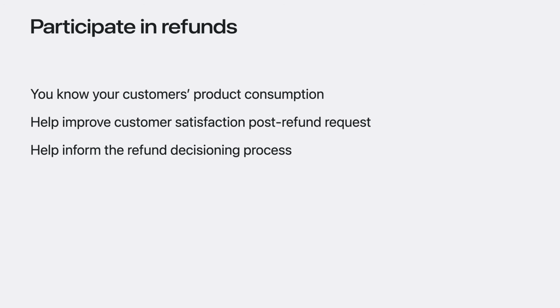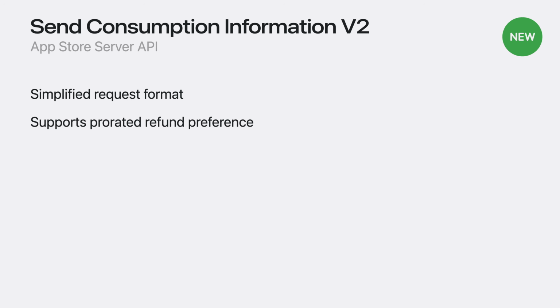When a customer requests a refund, the App Store sends a consumption request notification to your server. To help inform the refund decisioning process, you can respond to this notification using the Send Consumption Information endpoint. I'm delighted to share a new and improved Send Consumption Information v2 endpoint. At its core, the endpoint is simpler to integrate as we have significantly reduced the number of inputs you provide compared to the previous version. The new endpoint also supports prorated refund preference to better represent partial consumption of a product when applicable.